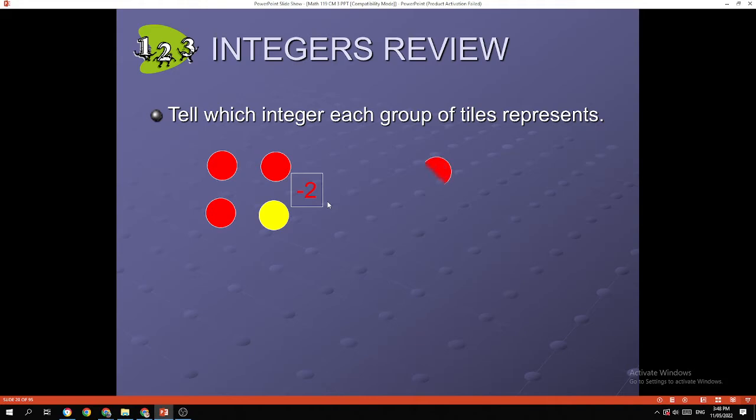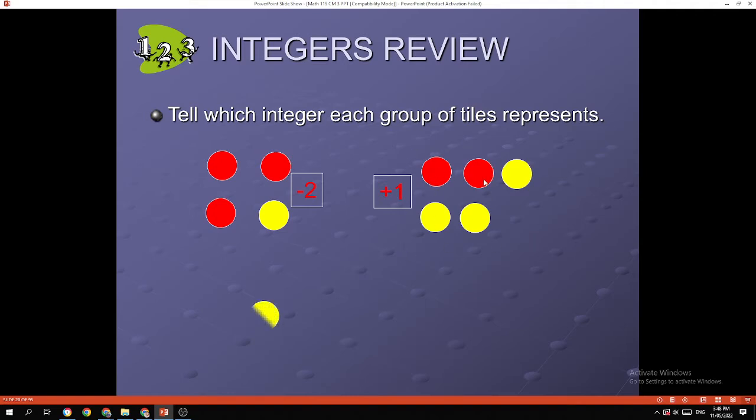Let's have another one. This one. What is your answer for this? 1, sir. Okay. So to indicate that it is positive, I'll be writing a positive sign. But it's okay without the positive sign because it is understood that when you say 1, it's positive 1. So as you can see, this represents positive 1.